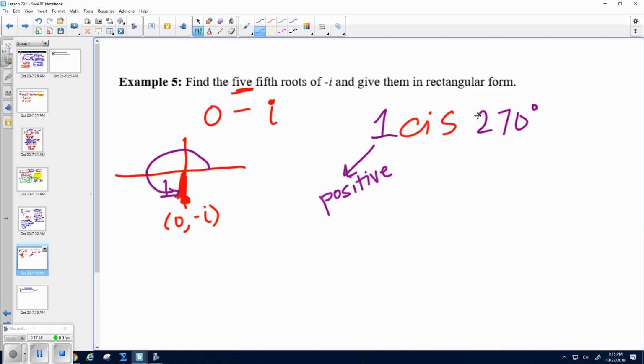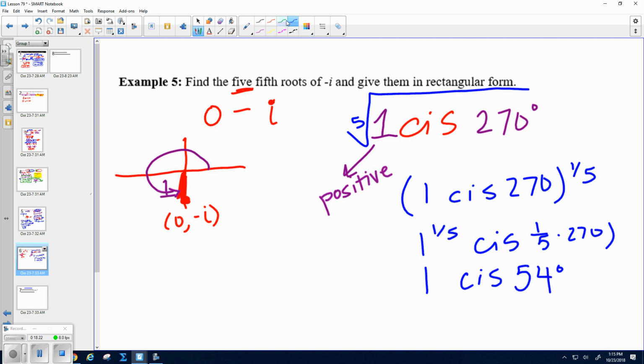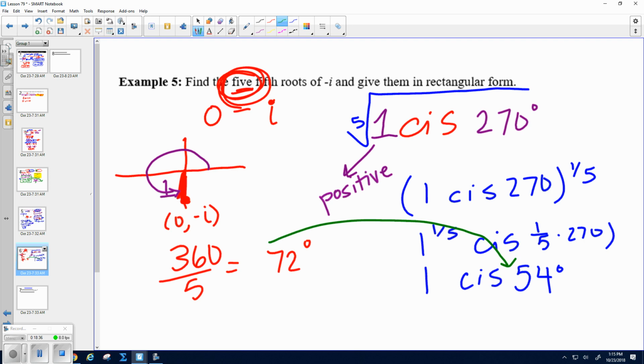270 degrees. All right, it says to find 5th roots. So that means I'm finding the 5th root of this, or 1 cosine I sine 270 to the 1/5 power. So that means I'm going to do 1 to the 1/5, and I'm going to multiply 1/5 times 270. So if you're taking the 5th root of 1, it is still 1. And then 1/5 of 270 is 54 degrees. All right, but how many solutions do I have? 5. How do I find them all? 360 divided by 5, which is 72. And I'm going to add 72 4 more times because I already have one of them.